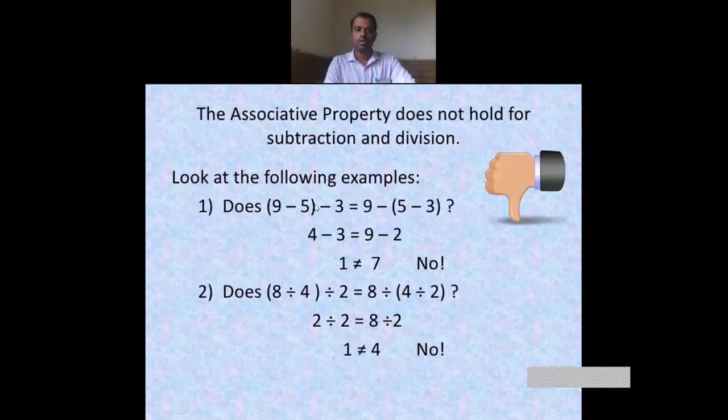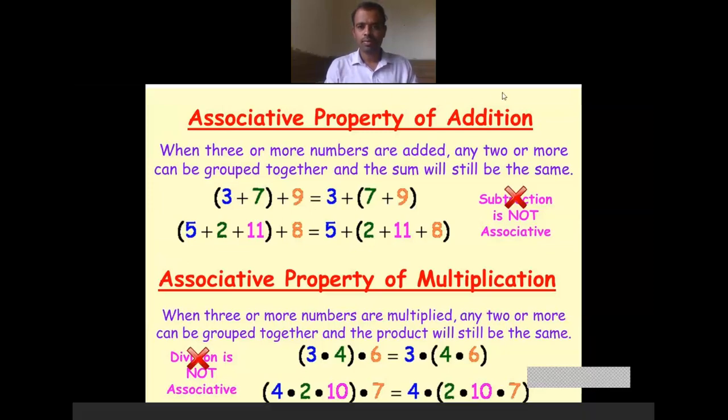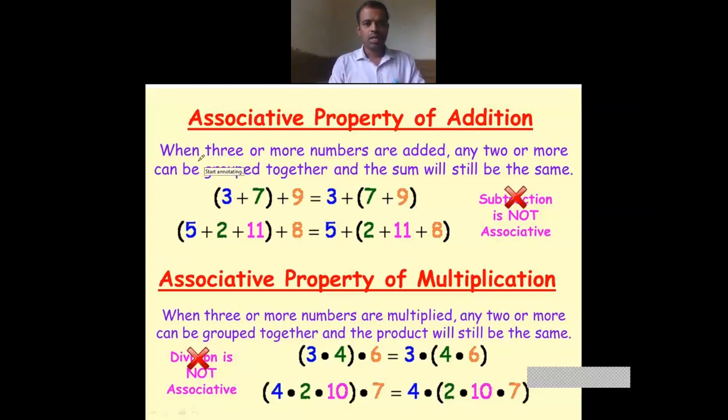Here also the same thing, the associative property does not hold good for subtraction and division. Here we have a definition. They have given a very simple explanation. When three or more numbers are added, any two or more can be grouped together and the sum will still be the same. What is this one?